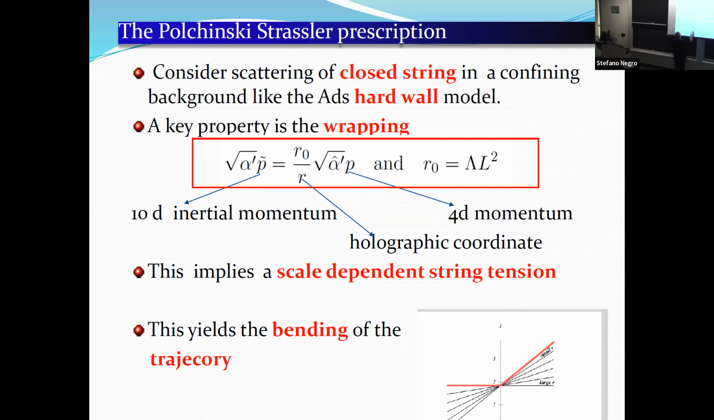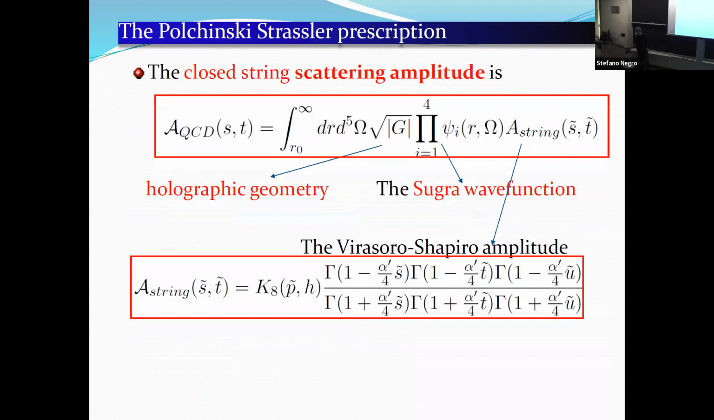Okay, so if you now make this map and you plug it into the expression of the amplitude, we'll have that, for instance, in the so-called holographic hardware model, we have to integrate from R0 to infinity, integrating over the holographic coordinates, of the 10-dimensional stringy amplitude, dressed with some supergravity wave function. So that would be the weight that we give at any holographic coordinate to the amplitude.